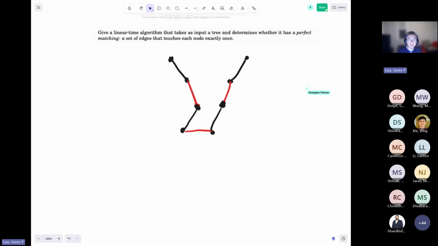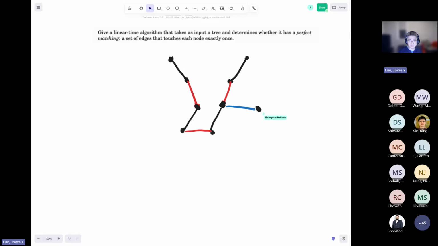So it's not that you want a graph such that all the nodes only have one edge touching them. You're looking for a set of edges such that each node is touched by that set of edges only once. So if I had this one right here, this would not be a perfect matching, because if I include this edge, this vertex now has two edges touching it. However, if I don't include that edge, this vertex now has no edge touching it.